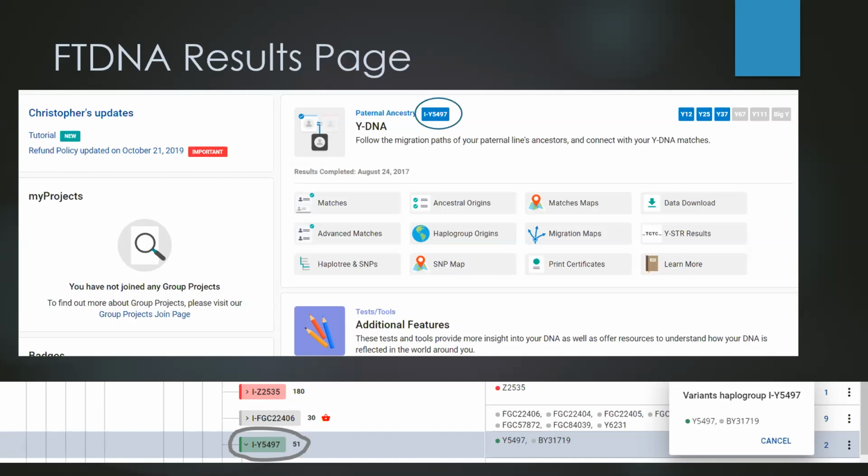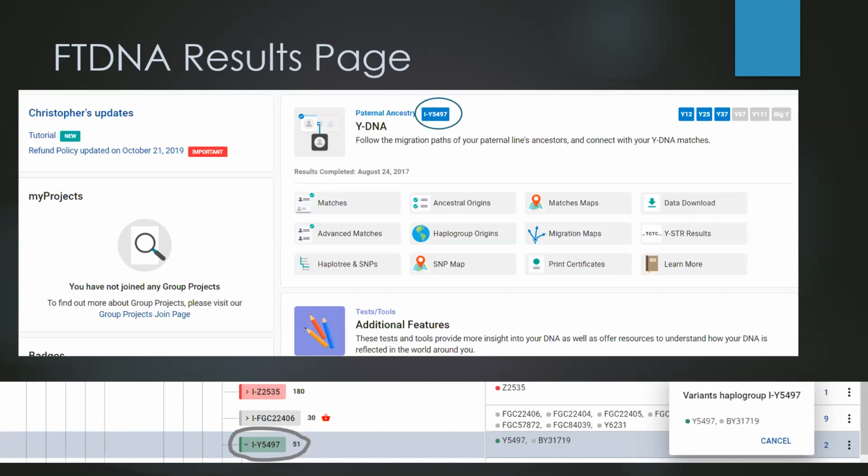You can see there are matches, advanced matches, haplotree and SNPs. That's the screenshot at the bottom, what the haplotree and SNPs looks like. Also ancestral origins, so you can learn some history about the haplogroup. Also haplogroup origins, fascinating. Look at the migration patterns over time, migration maps. There are matches that have maps. There's SNP maps, lots of different things.